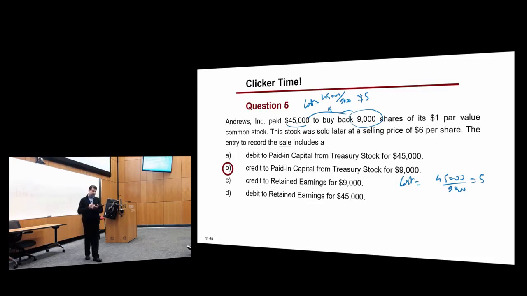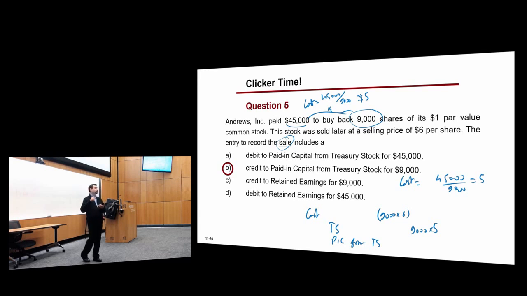When the company sells it, what is the entry to record the sale? They sold it later at $6. So the company will receive cash equal to 9,000 multiplied by 6, right? And then you have treasury stock, which is at cost. It will be 9,000 multiplied by 5, which is 45,000.